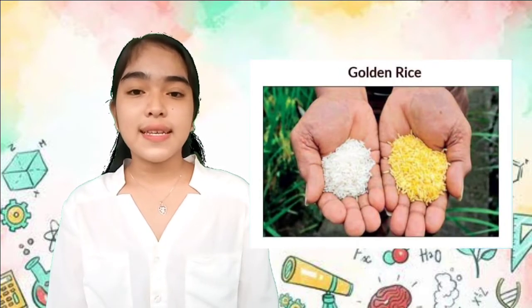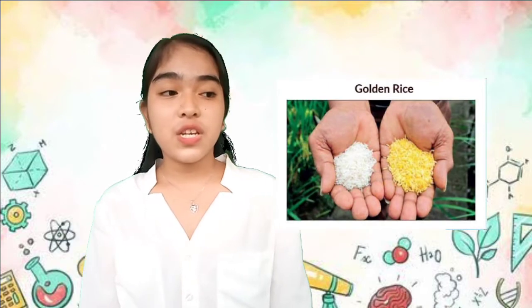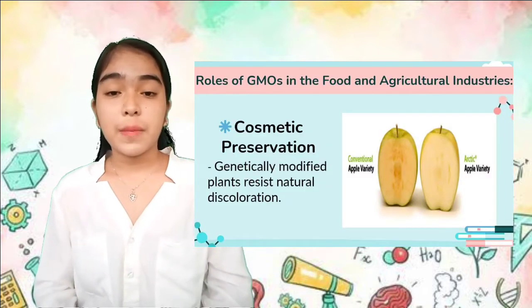Golden rice has an engineered multi-gene biochemical pathway in its genome. This pathway produces beta-carotene, a molecule that becomes vitamin A when metabolized by humans, thus making the rice grains fortified with vitamin A. So the fifth one is cosmetic preservation.